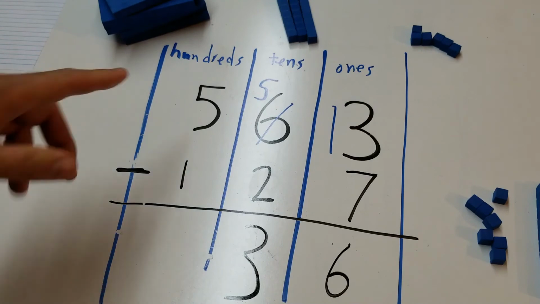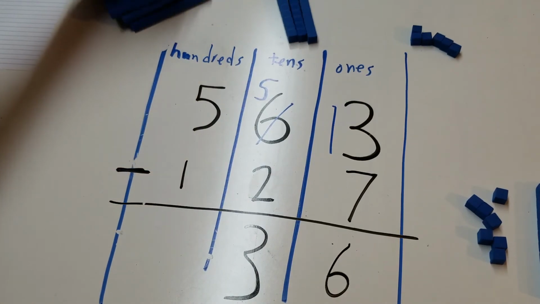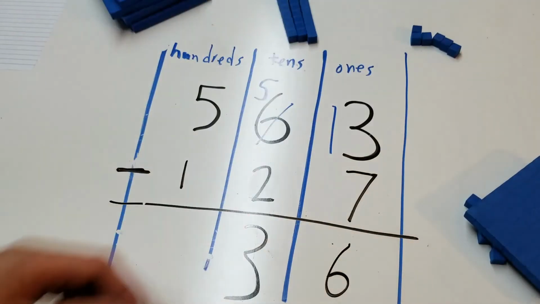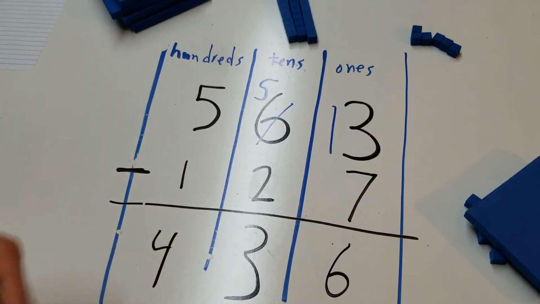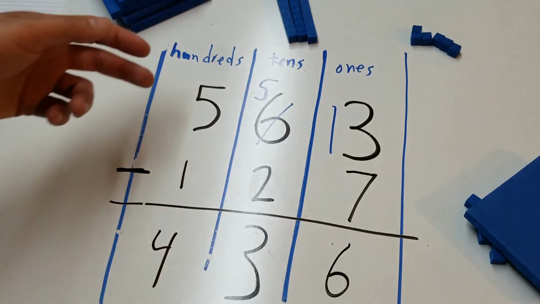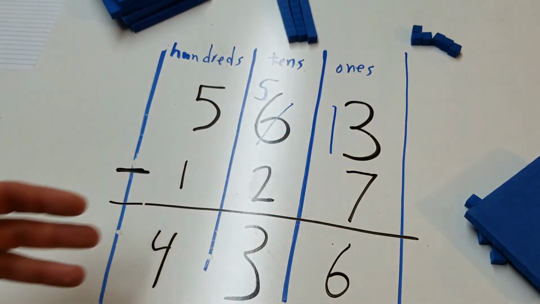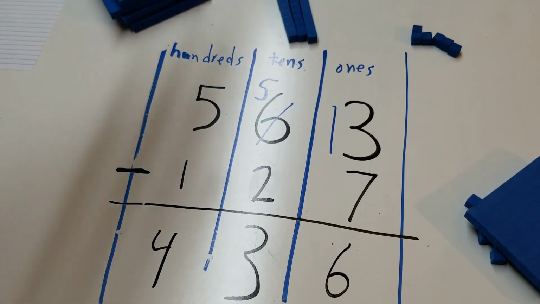How about my 100s here? 5, take away 1. Can I take away one of these? Sure, easy. Take it away. Put it in the takeaway pile. 5 minus 1 is 4. So I find out that 563 minus 127 equals 436. And by using these base 10 blocks, I can very easily keep track of everything.